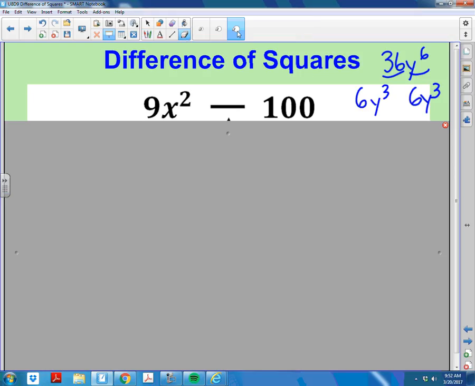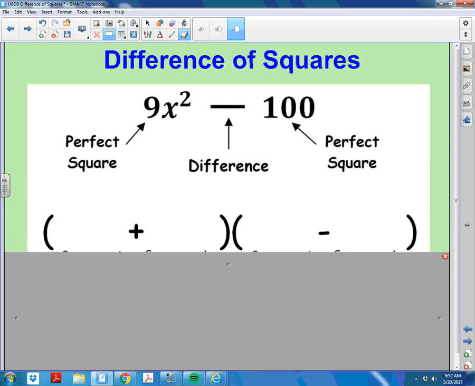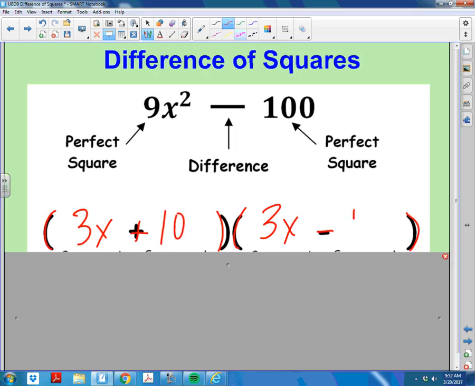So here's the rule. If you have two perfect squares and a subtraction sign, which is critically important, here's what you're going to do. You're going to draw two parentheses sets. So you're going to go parenthesis, parenthesis, parenthesis, parenthesis. You're going to make one addition and one subtraction. That's very important. What's the square root of 9x squared? What's the square root of 100? That's it. You're done. Those are the factors. Works every time.